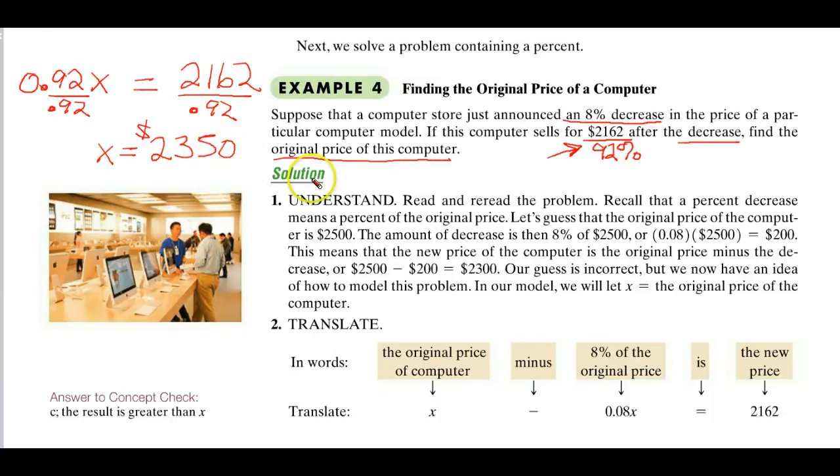Okay? Now they're doing it a slightly different way here, which you can read. That would be fine. And again, I'm featuring this way. So 8% decrease of the original price gave you this. So this amount represents 92% of the original price. And this is your answer.